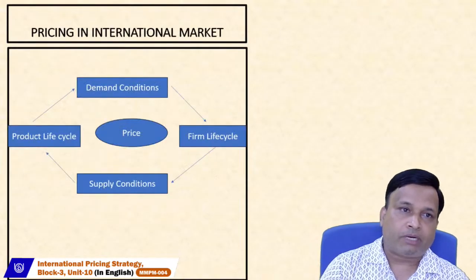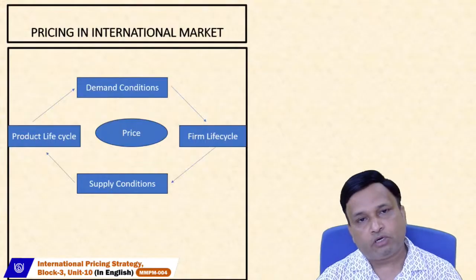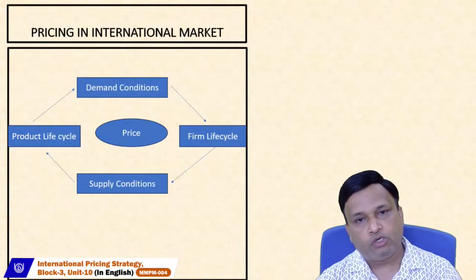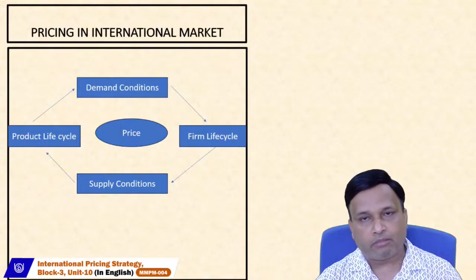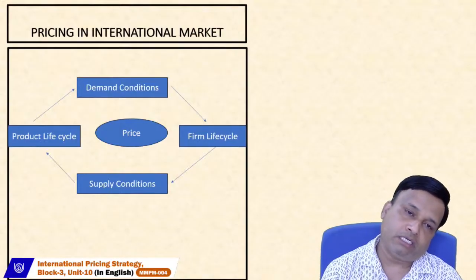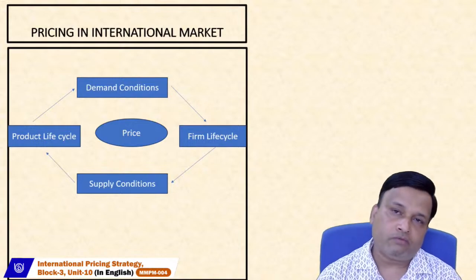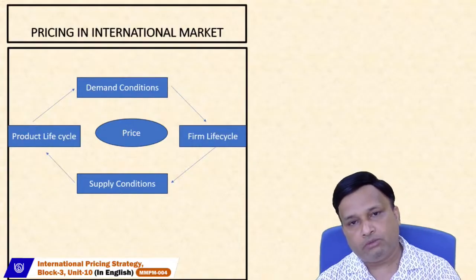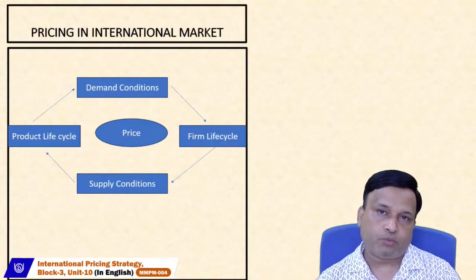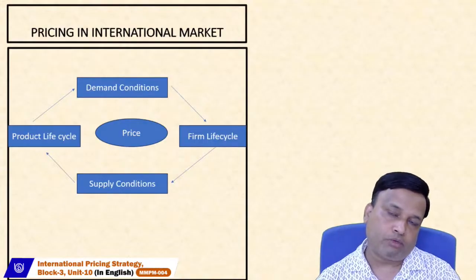When you're talking about pricing in the international market, what are the other factors that also decide the pricing in the international market? We talk about the firm life cycle. When you talk about the firm life cycle, we are talking about the stages of the life cycle. That is, you start with export, then domestic, then you become international, then global.